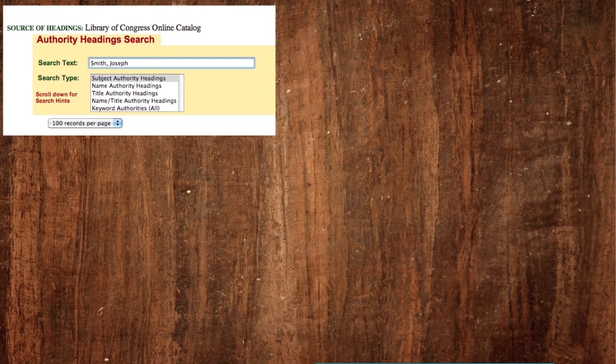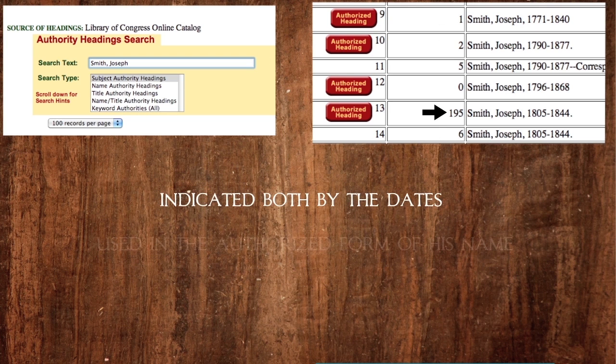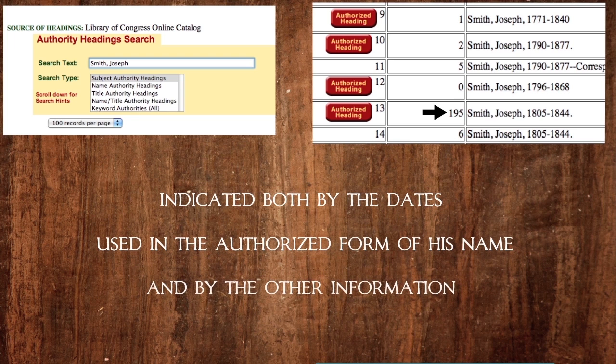For example, searching for the prophet Joseph Smith in LCNAF, you will find that there are many Joseph Smith entries. The one that you need is under Smith, Joseph, 1805 to 1844, as indicated both by the dates used in the authorized form of his name and by the other information contained in the record.